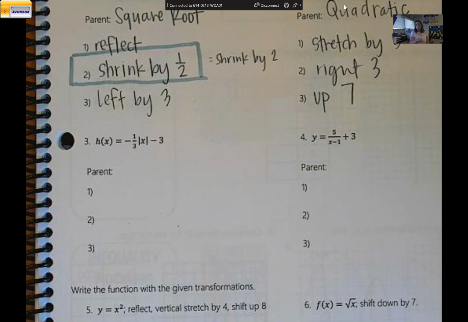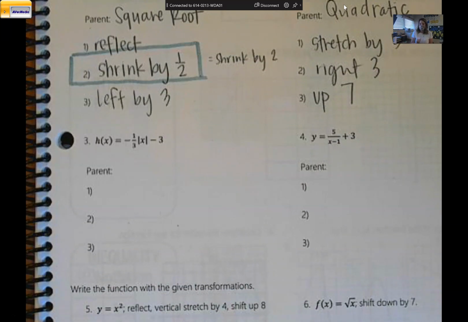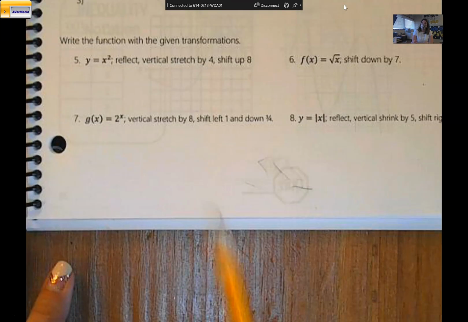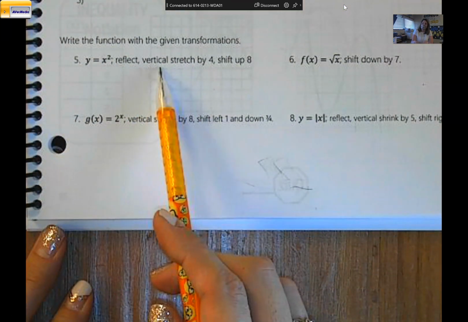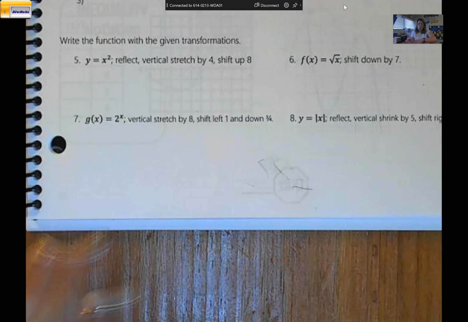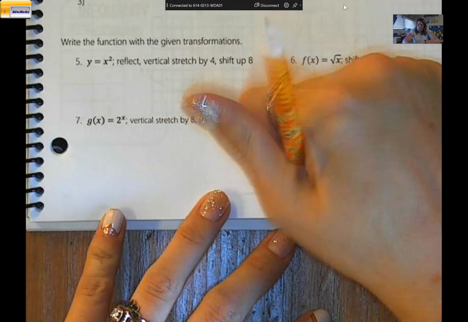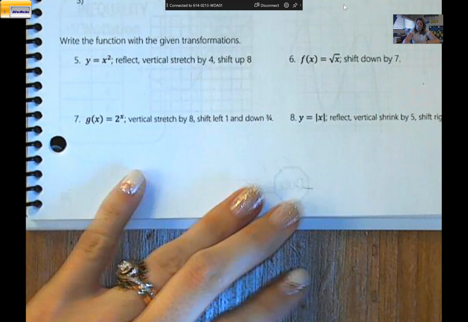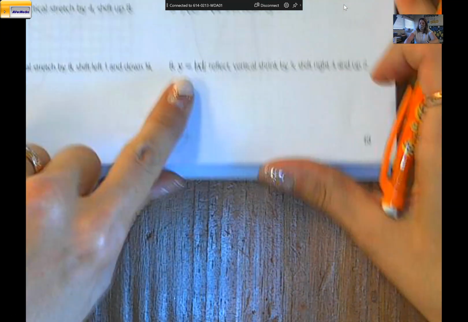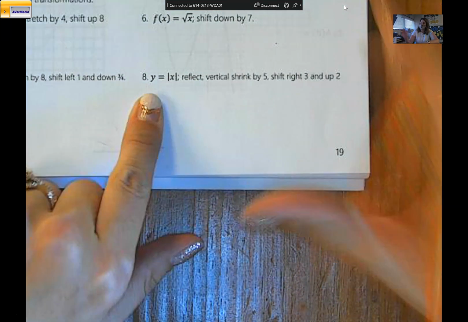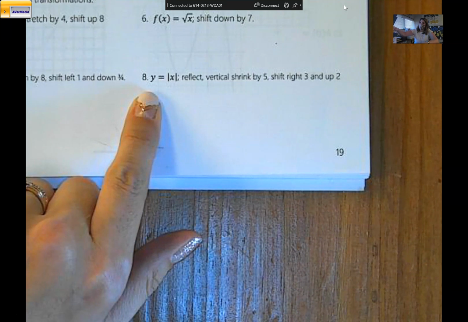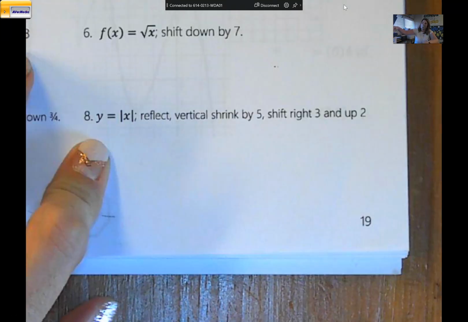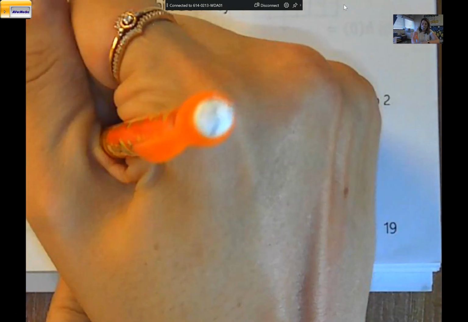Last set is 5, 6, 7, 8. So this time it gives you the parent, but then tells you what they want you to plug in for the transformations. So I want to do 8 together. Let's jump all the way to 8 first. And once again, I'm just going to walk through this left to right. So I'm going to start with y equals.